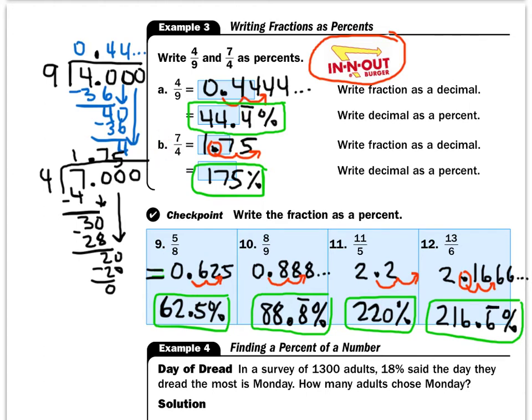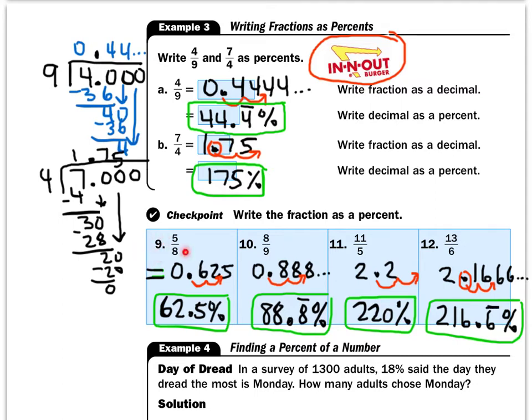If I had for B 7/4, I could do in and out and divide, and I would get 1.75. And to change a decimal to a percent, I go to the right. So move the decimal point 2 places to the right, and that would be 175%. So take a look at the checkpoint number 9.